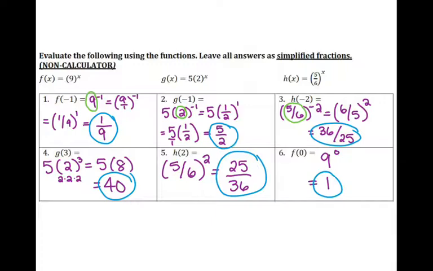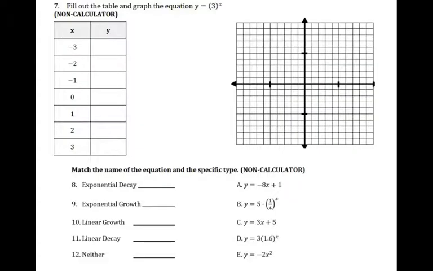All right, next up, some graphing. What I want to do is fill out the table, and then I can use those points to sketch the graph of the equation y equals 3 to the x. Once again, we are going to do this without a calculator. So right here, my base is a positive 3, and since I'm dealing with a negative exponent, I'm going to have to flip the base. So this becomes 1/3 to the third power.